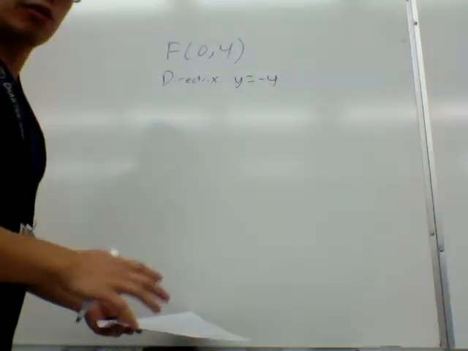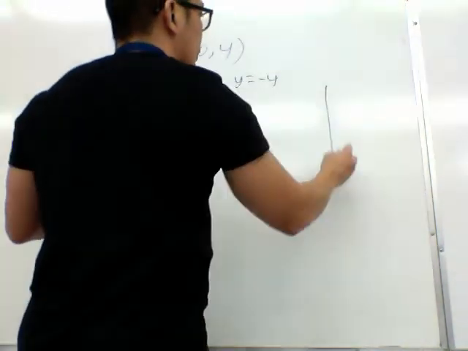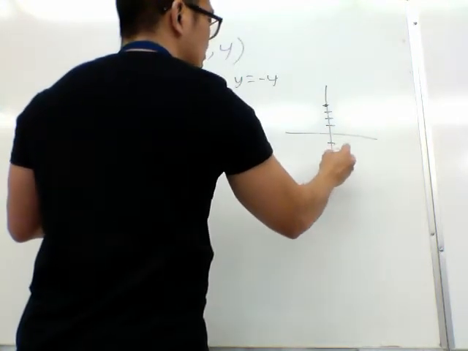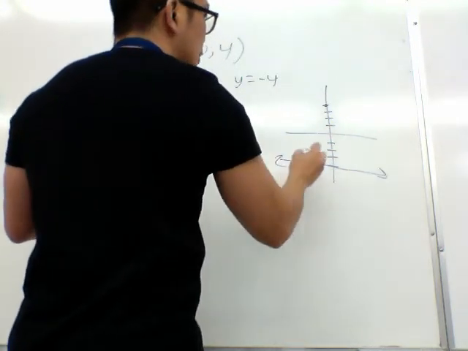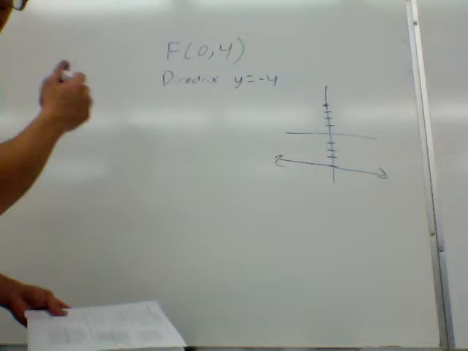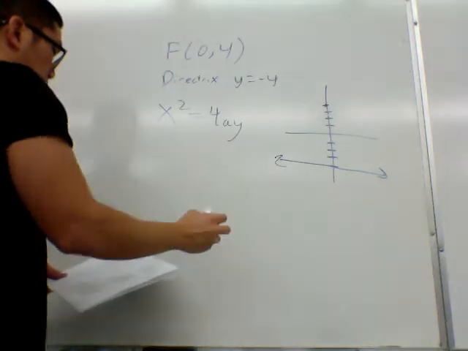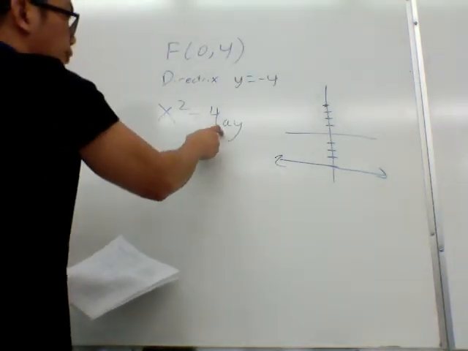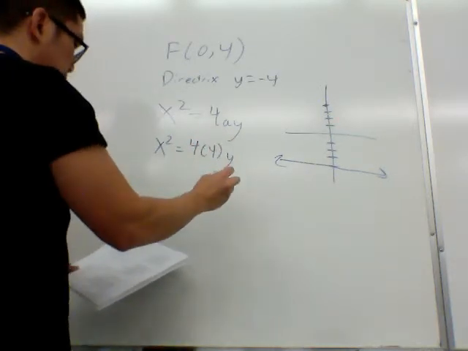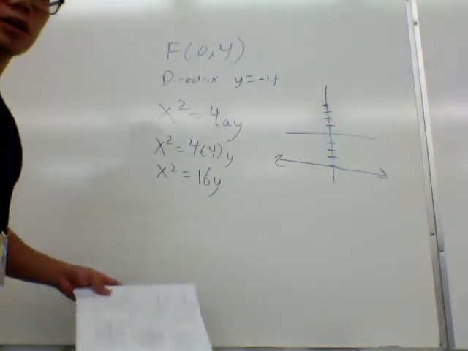So I know I'm going to be using one of these equations. However, which one do I do? Well, if the focus is at 0, 4, that means my focus is up here, and then my directrix is down here. So I know this parabola is going to be one that opens up. So this is case number 3. Case number 3 has the equation x squared is equal to 4ay. And in this case, I know my a is 4. So this becomes x squared is equal to 4 times 4y, and this becomes x squared is equal to 16y. So that's my equation.